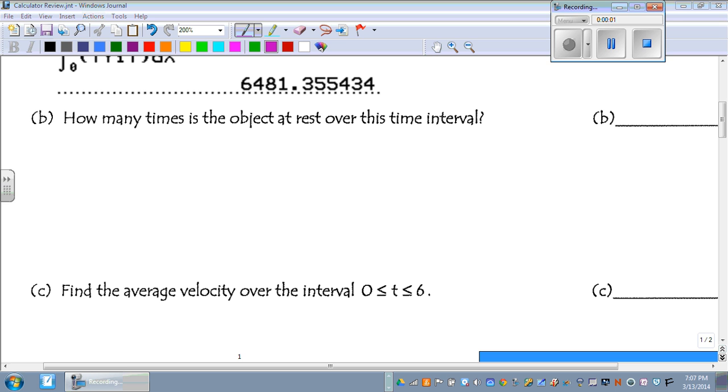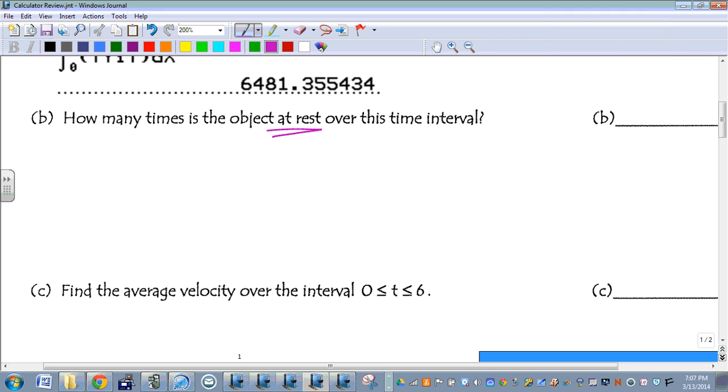Let's look at part B. How many times is the object at rest? So we have to think about what it means to be at rest. Velocity is 0. All right, so that's what we have to figure out. When is the velocity 0?